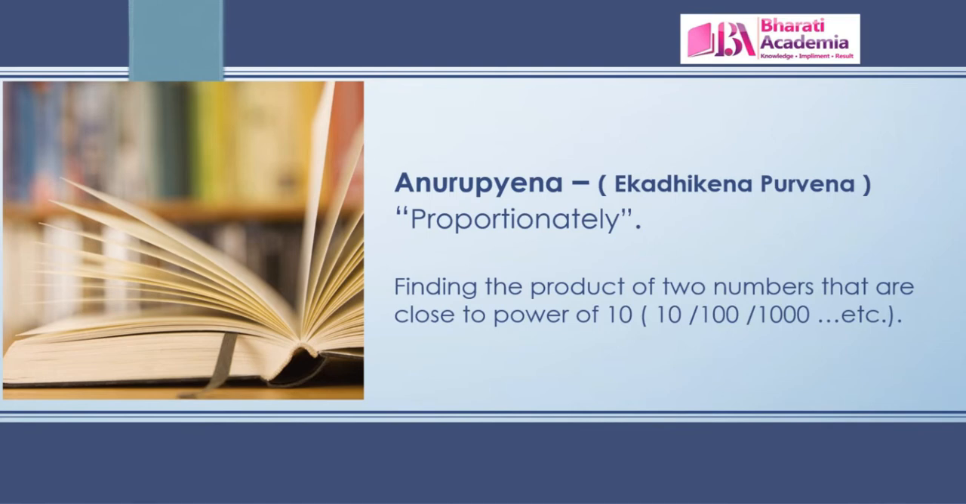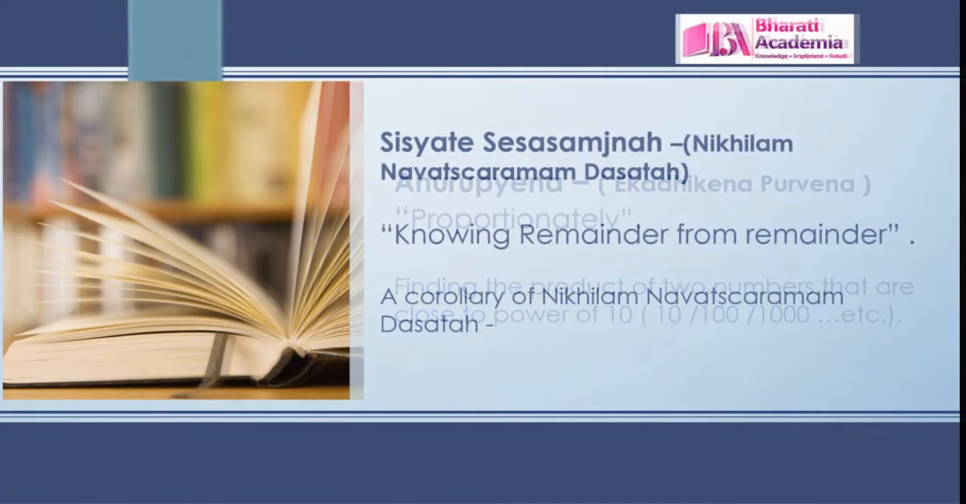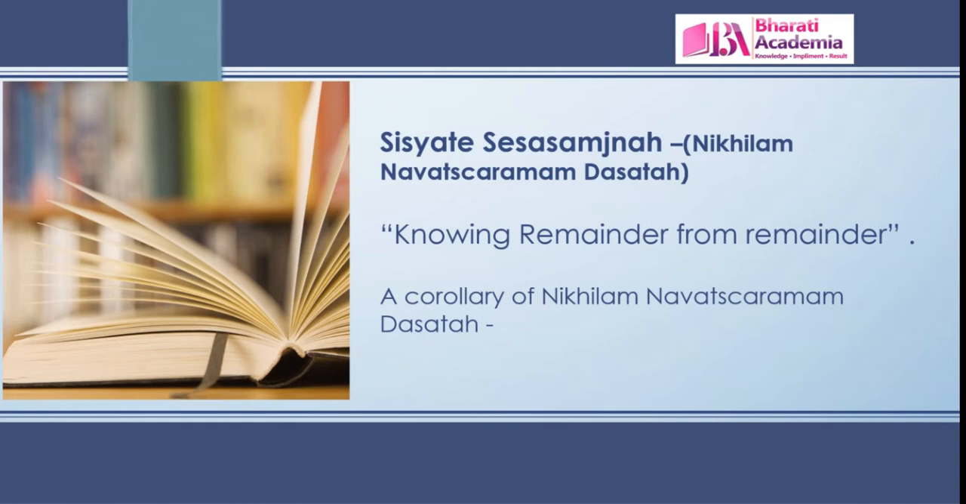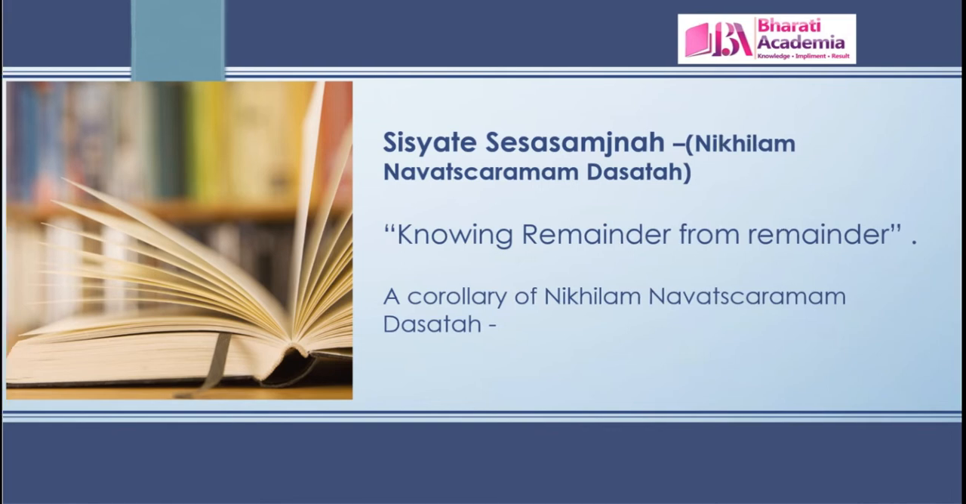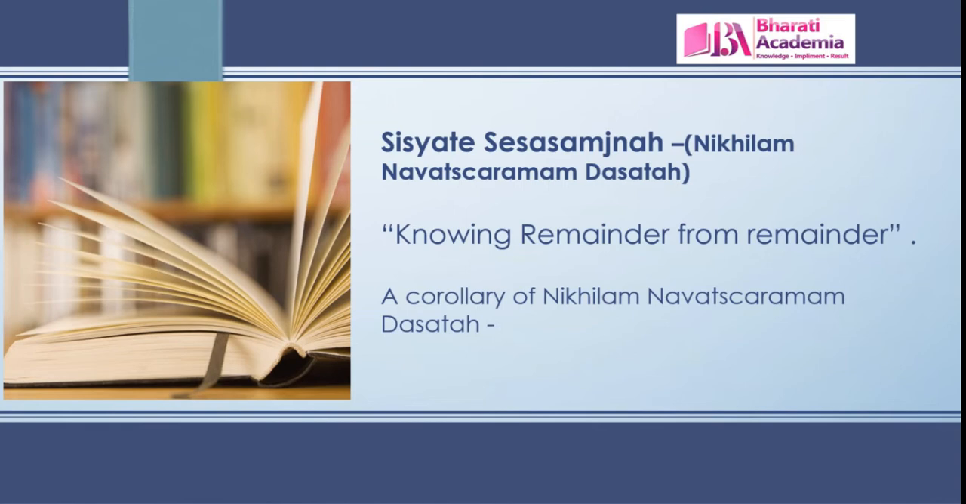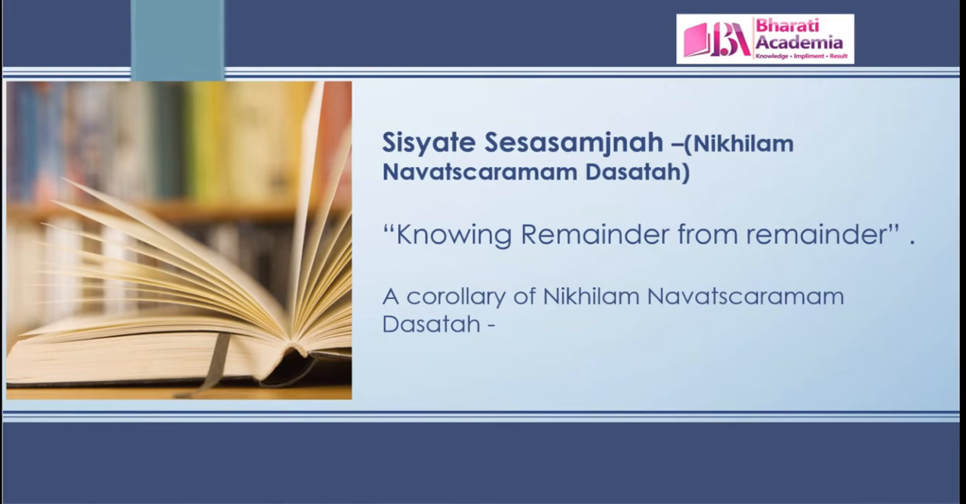Anurupyena. Parent sutra is Ekadhikena Purvena. Means proportionately. Useful for finding the product of two numbers that are close to powers of 10, 100, 1000, etc. Shishyate Shesasamjnah. Parent sutra is Nikhilam Navatashcaramam Dashatah, meaning knowing remainder from remainder. It is a corollary of Nikhilam Navatashcaramam Dashatah.